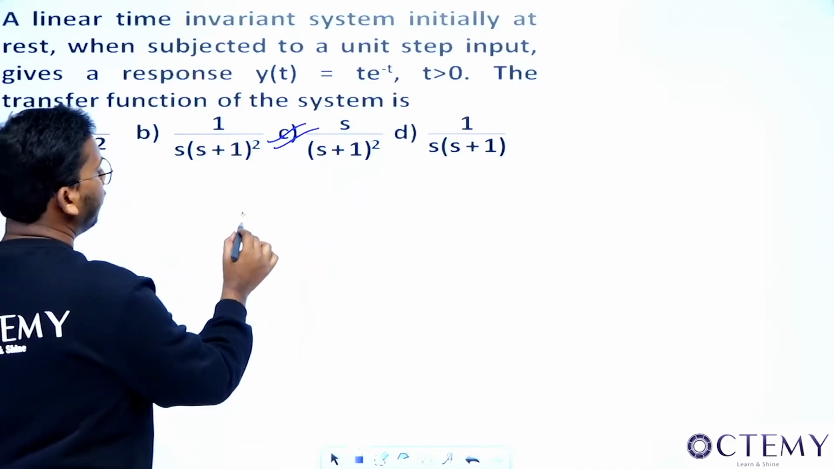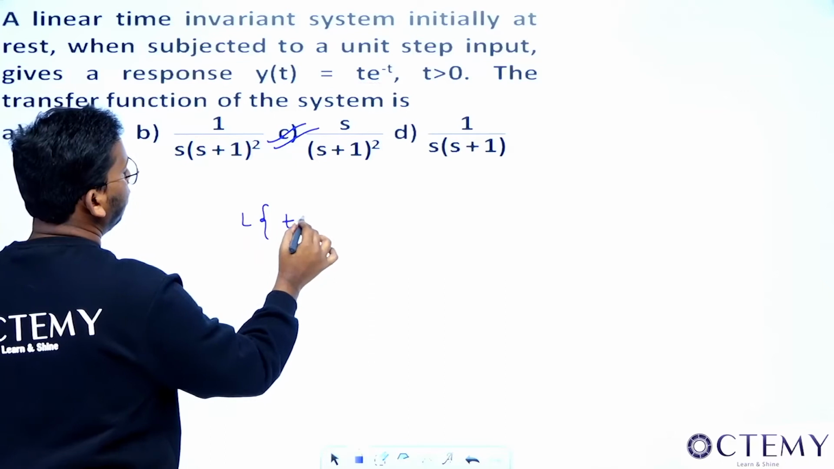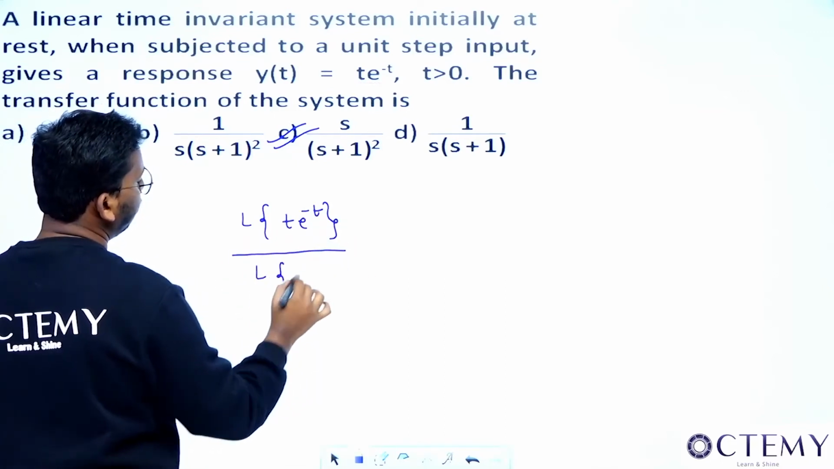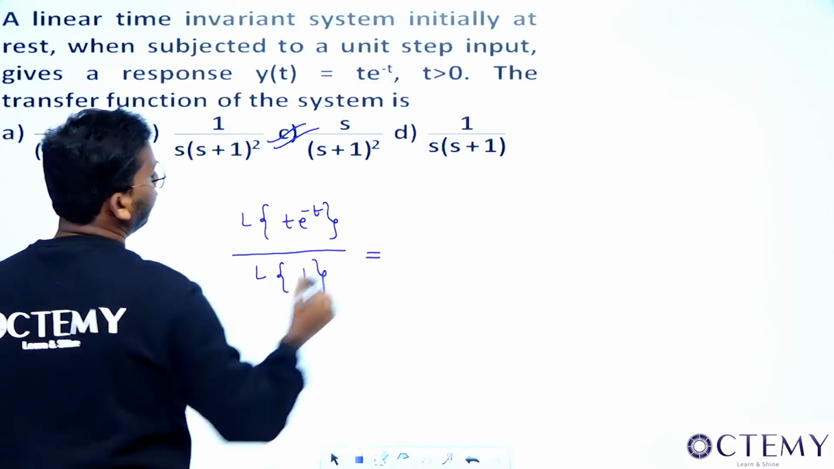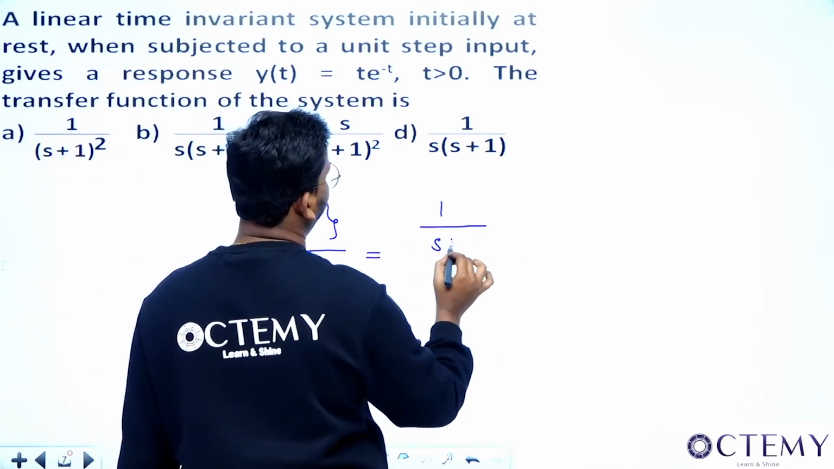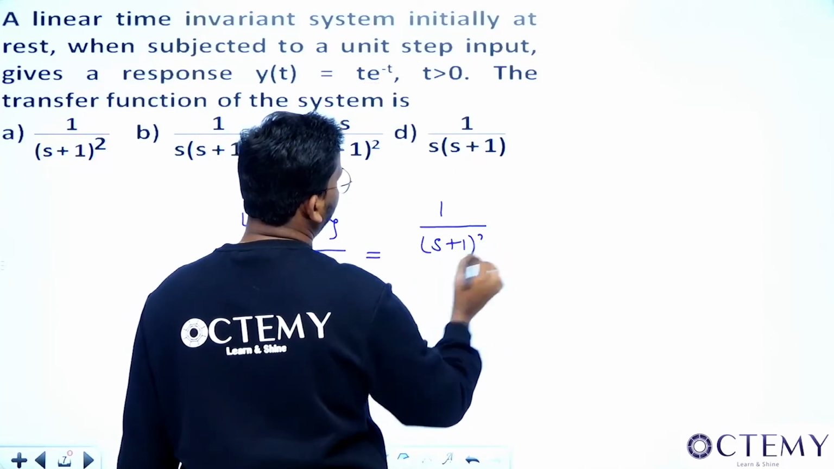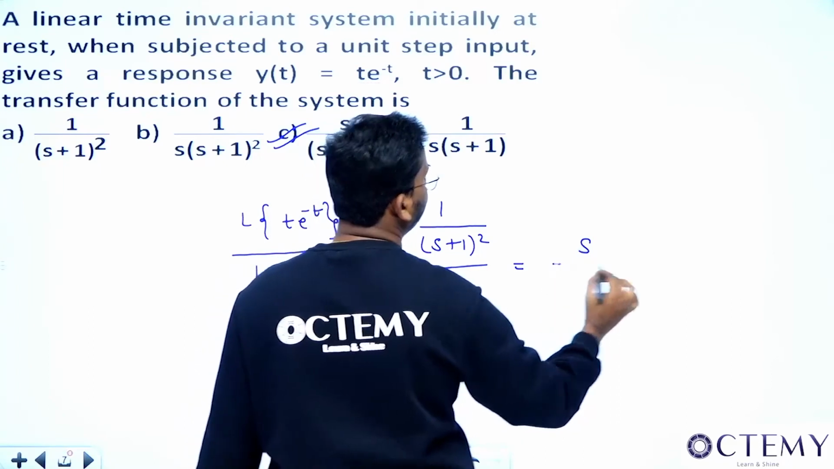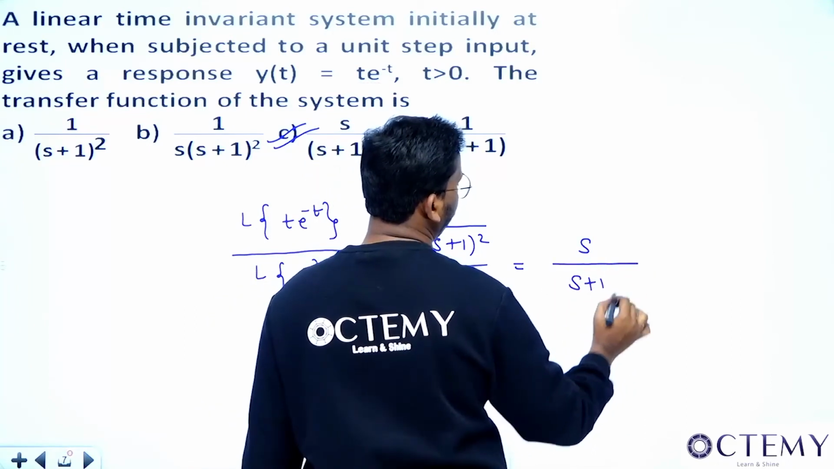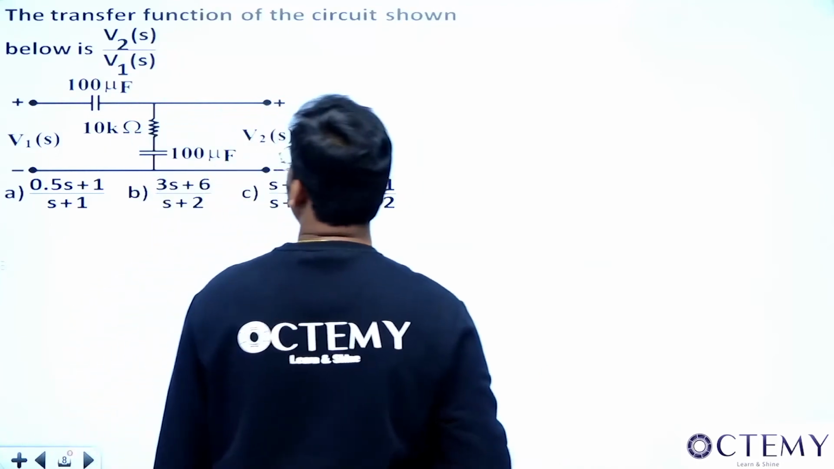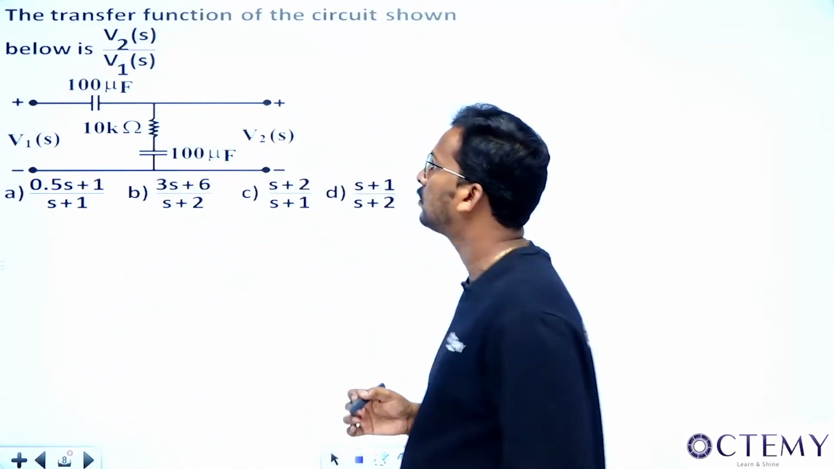So it is Laplace of t e power minus t divided by Laplace of unit step, that is 1 by s. This will become what, sir? It will become 1 by (s plus 1) whole square, whole divided by 1 by s. This will become s by (s plus 1) whole square. Very good.